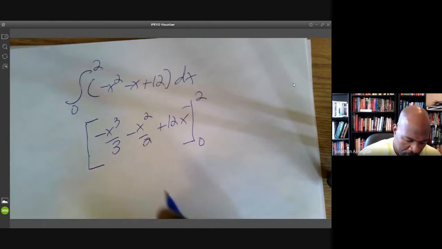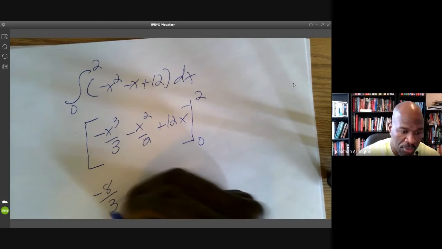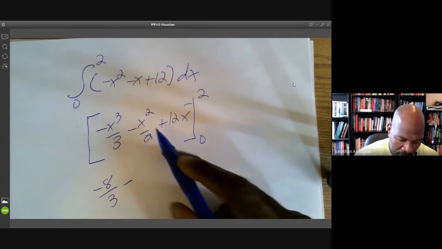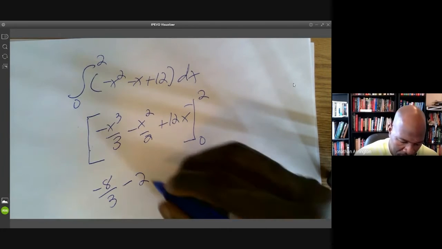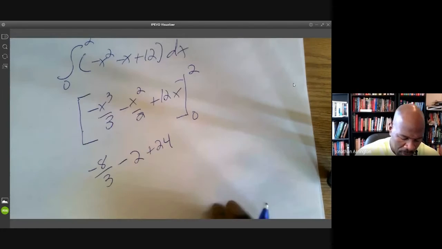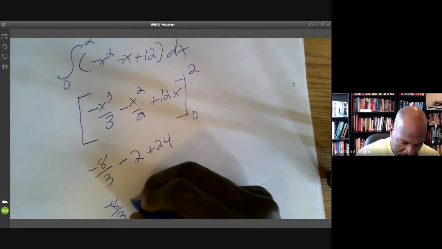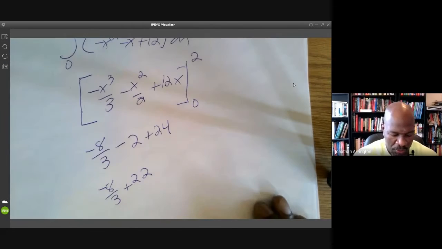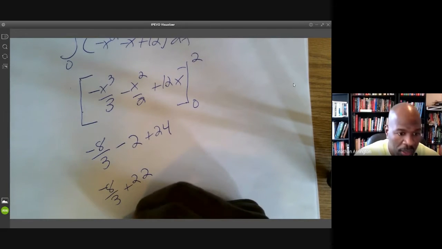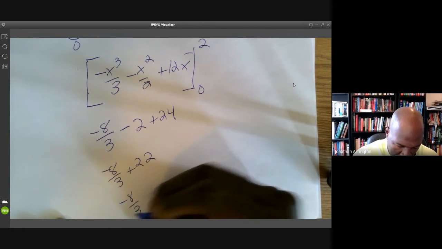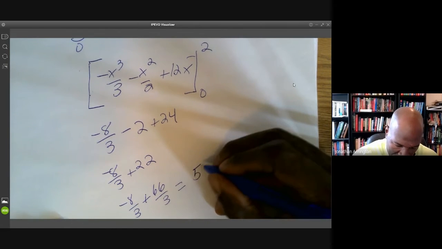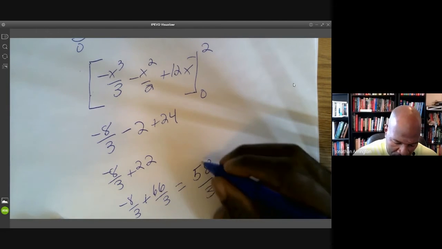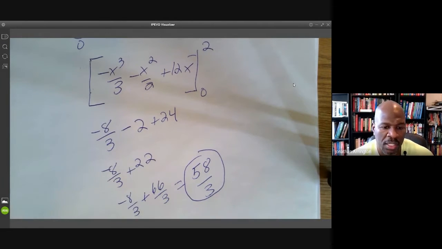So when we plug in 2, we'll get negative 8 over 3. And then when we plug in 2 to this guy, that'll be negative 4 over 2, which is just negative 2, and then plus 24. So we have negative 8 over 3 plus 22. So we can make 22 into 66 over 3. So it's negative 8 over 3 plus 66 over 3, which is 58 over 3. All right, so that's how you find the area of that particular problem.